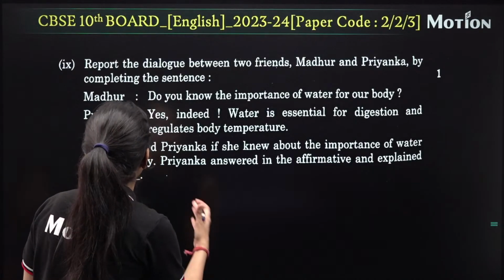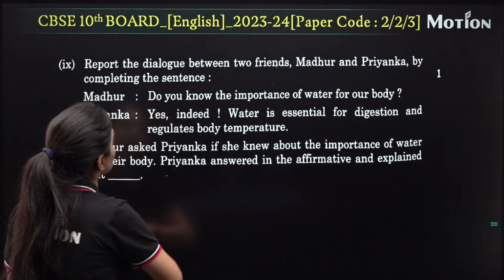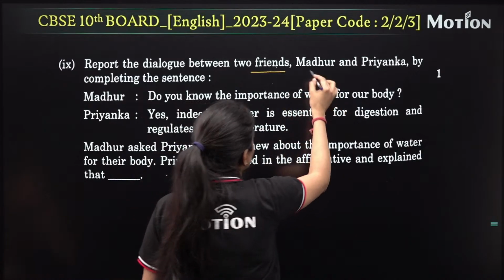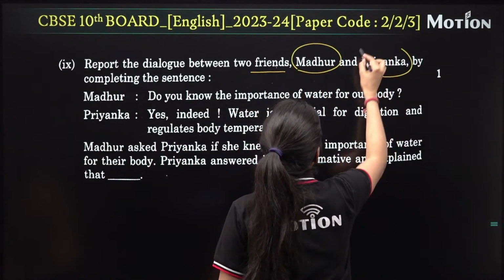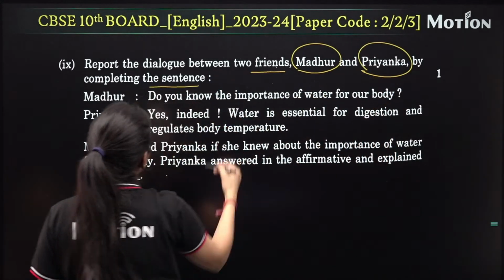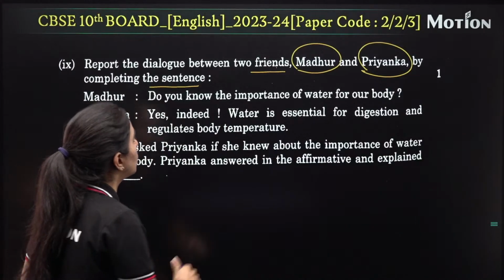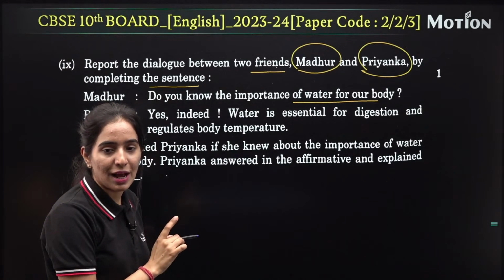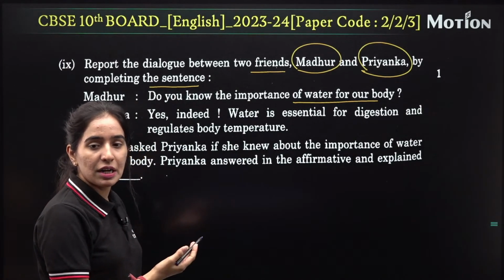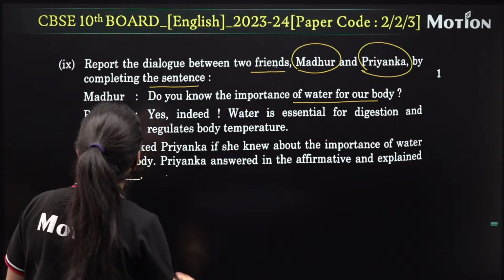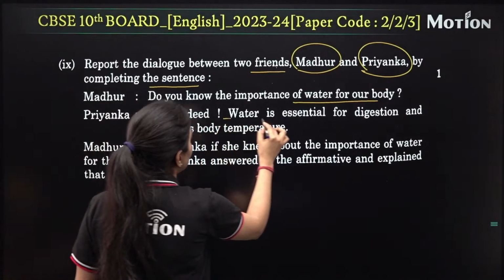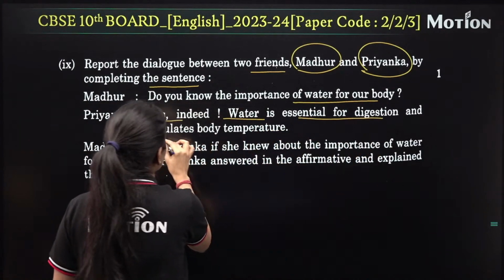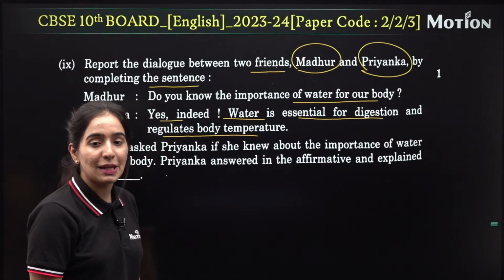Again, we have one more question with us that says, report the dialogue between two friends. The two friends are Madhur and Priyanka, and you have to complete the sentence. So Madhur says, do you know the importance of water for our body? I want to know your answers in the chat box. If it's related to the exam, yes, you may ask. So Priyanka says, yes, indeed, water is essential for digestion and regulates body temperature.